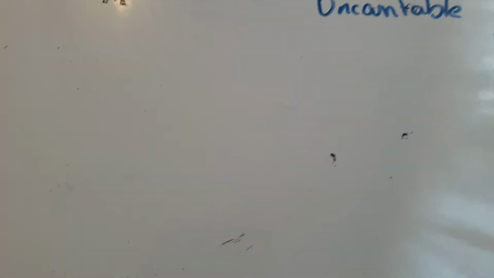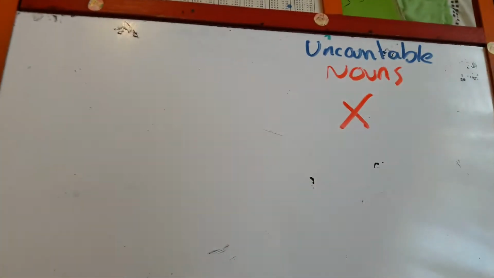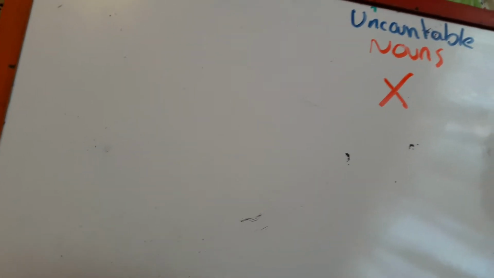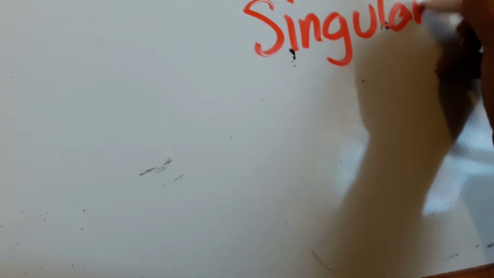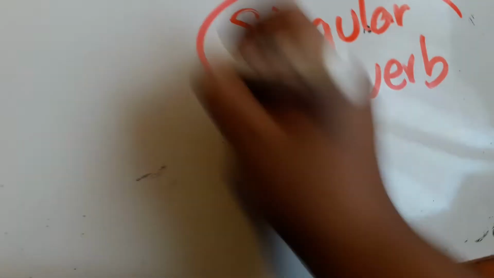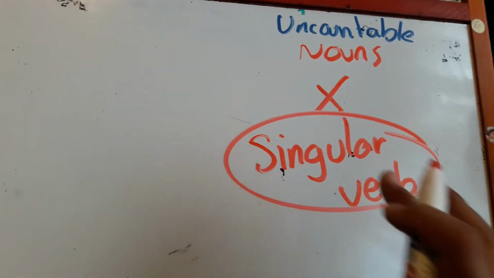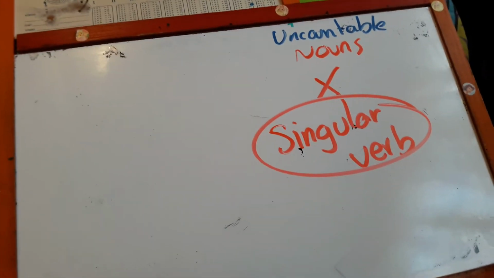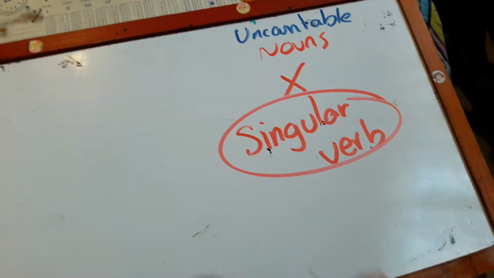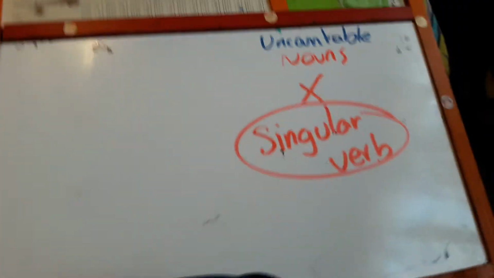So, which are the uncountable nouns? The ones that you can't count, right? You can't say 1, 2, 3, 4, 5, and all of them. Okay, so all these uncountable nouns we use with a singular verb. All the time we're going to use these ones with a singular verb. Okay? So, for example, in countable, I have singular and plural. Uncountable, just use a singular verb.